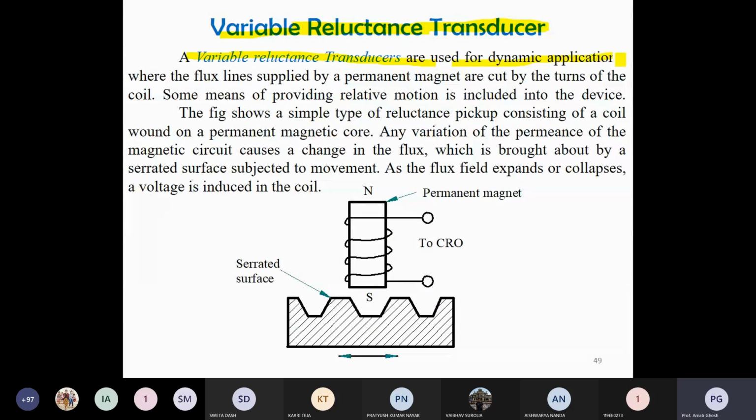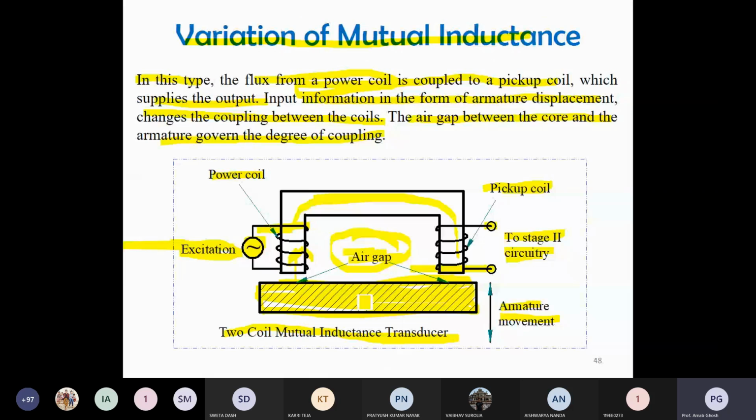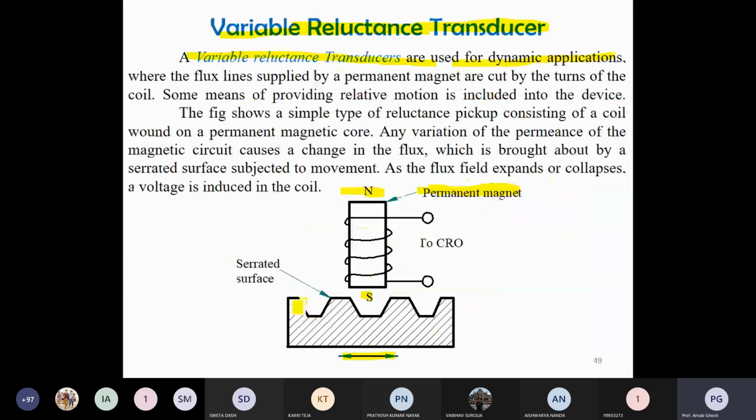You can see one permanent magnet with N and S poles is there. And you can see the armature. In the previous case, the armature face was smooth, there was no grooving, but here you can see there is some grooving, some teeth on your armature surface. Due to that grooving, the air gap automatically keeps changing.